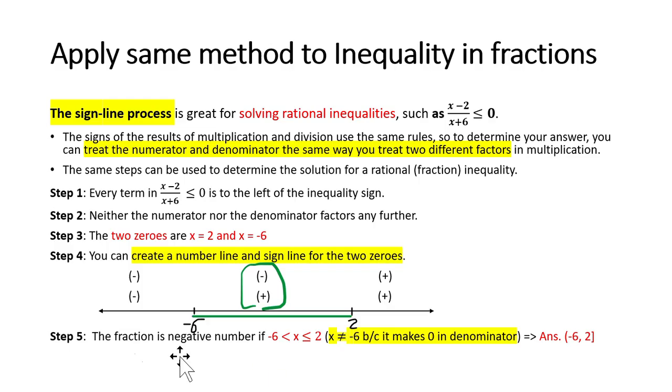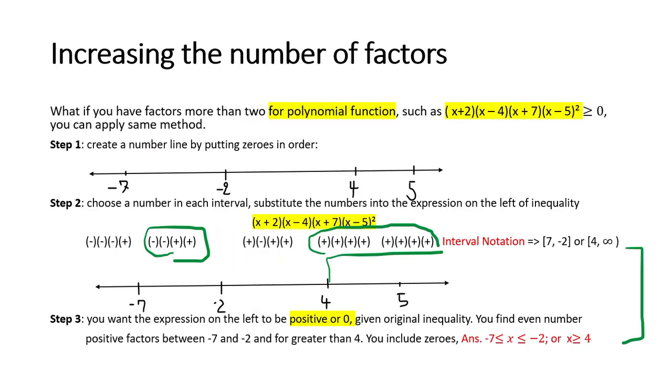For the other ranges, minus minus makes positive, plus plus makes positive. So only between minus 6 and 2 is the interval which makes the inequality negative. Okay? Or if you have many factors, the same approach can be applied like a polynomial function. You can see many factors: x plus 2, x minus 4, x plus 7, x minus 5 squared, greater than or equal to 0.